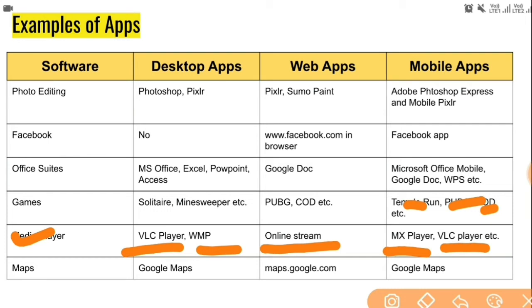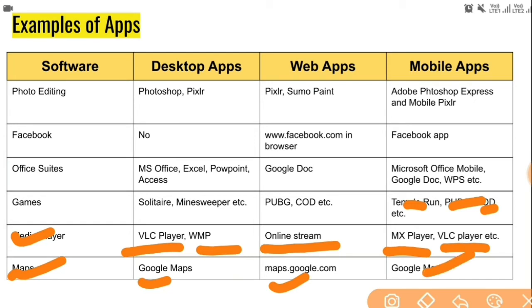Okay, now the next software is maps. If you want to find the map of any particular area, any particular country, union territory, or any place, you can see the maps on a maps app. The desktop app available is Google Map. And for web apps, there is a URL, maps.google.com, which you can open in the web browser. Now the mobile apps are the same; there are also apps available which have maps, like Google Maps.